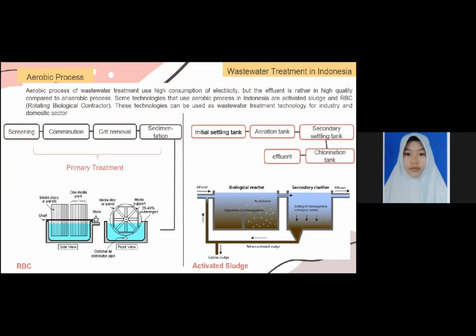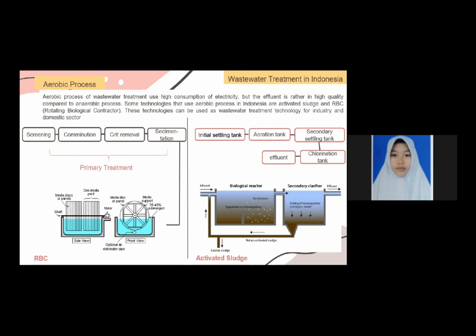And on the right side, as we can see, there is a scheme for activated sludge. Before entering the process, wastewater can be settled in an initial settling tank, and then go into the aeration tank where air is blown in, and then go into the secondary settling tank. To kill pathogenic microorganisms, it will go into the chlorination tank and then to the effluent. The most important thing is that the sludge is returned to the activated sludge.